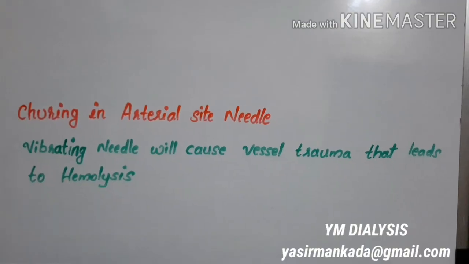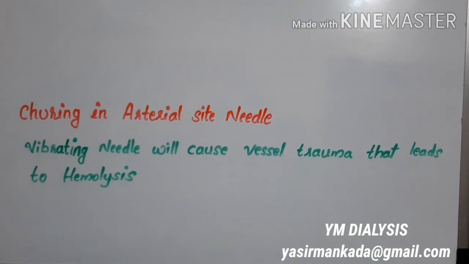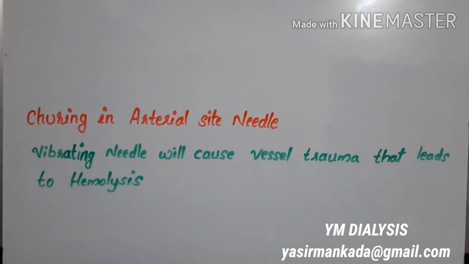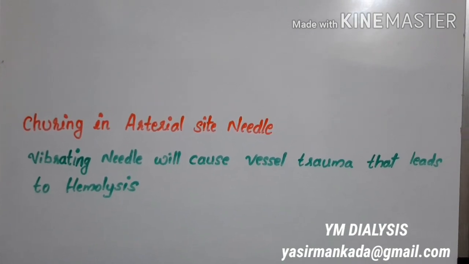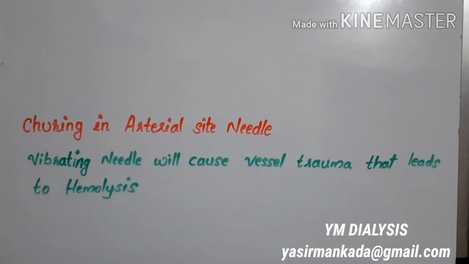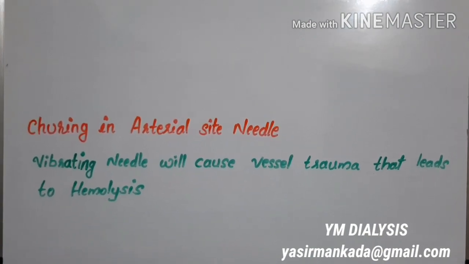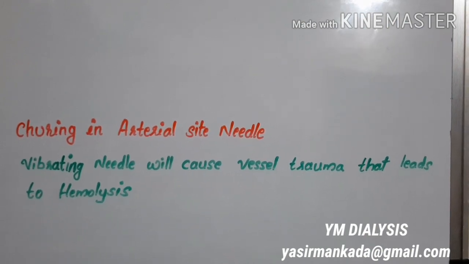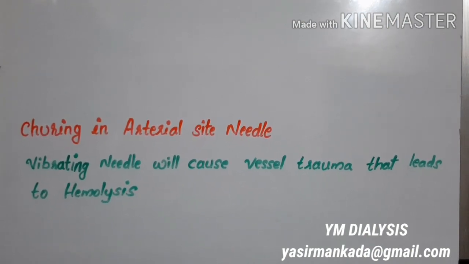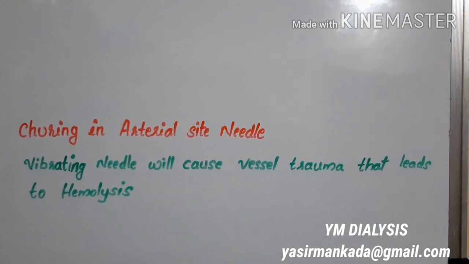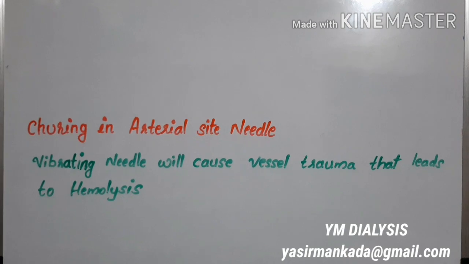The next observation is that sometimes we observe some churning in the arterial needle. So don't allow the arterial needle to vibrate, because we want to rectify that first. Otherwise, a vibrating needle will cause vessel trauma that will lead to hemolysis. If we observe any vibrating needle, adjust the arterial needle and make it correct.